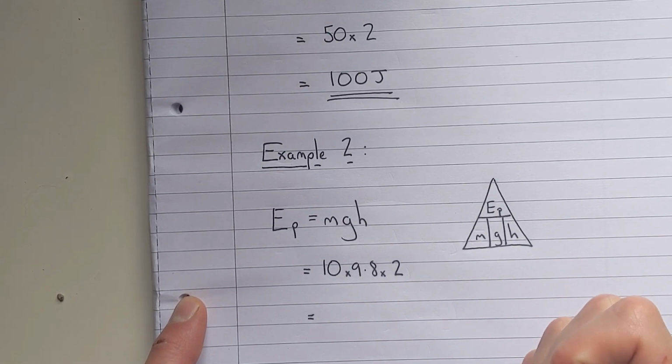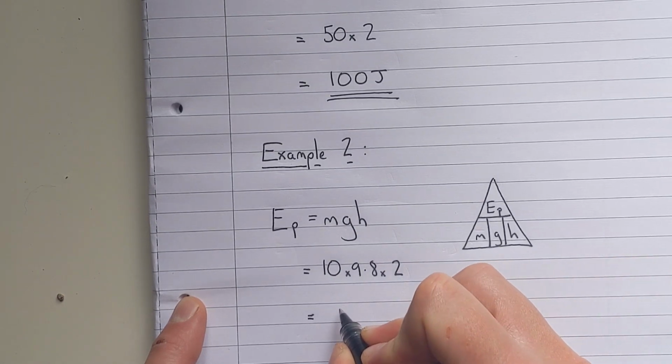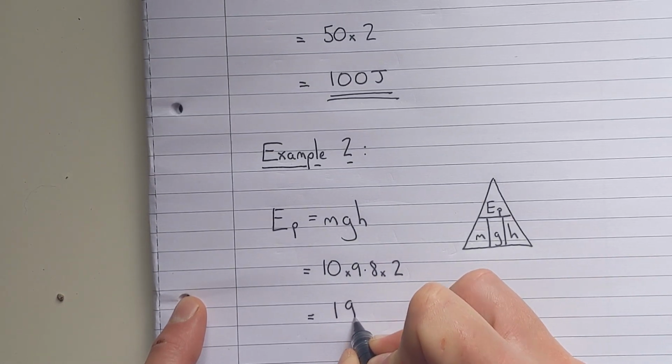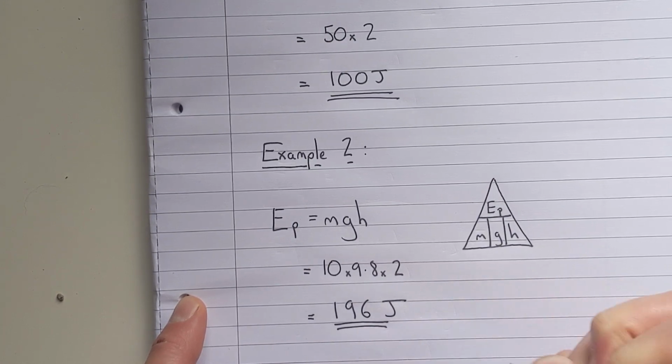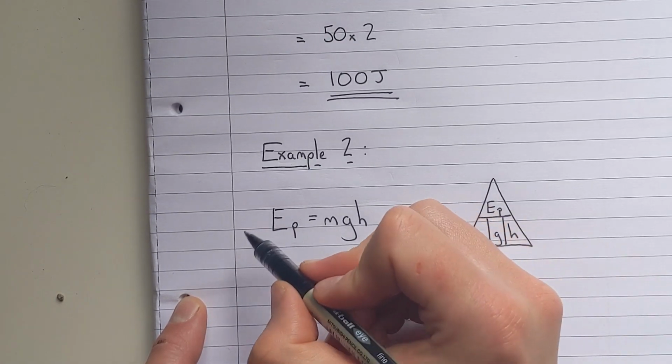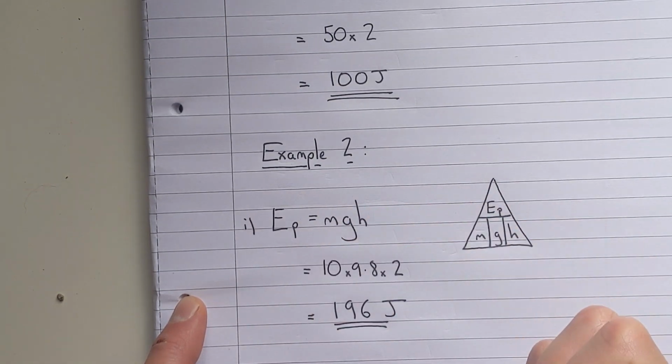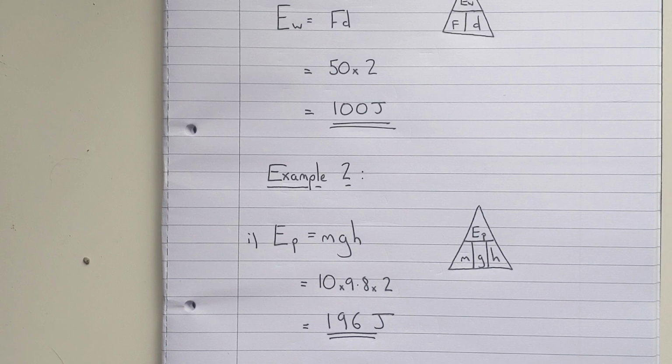So if we were to do that in a calculator or in our heads, then we would get 196 joules. Okay, which should be our answer for part 1. There we go. We can't do number 2 in this example because we've not covered the right material, but we will be doing that in the next couple of weeks.